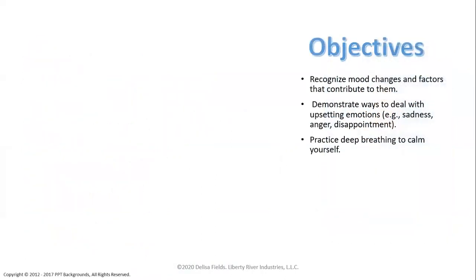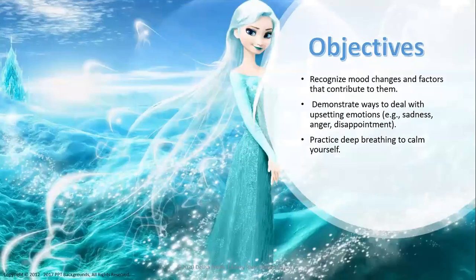So let's look at our objectives. The objectives for this particular group, again, we're talking about self-management, is we want to recognize mood changes and factors that contribute to them, those precipitating factors we like to call in CPI. What is causing the mood change? Why am I acting this way? What is triggering me? Why do I act this way around these people and I'm different around those types of people? So what are my mood changes?